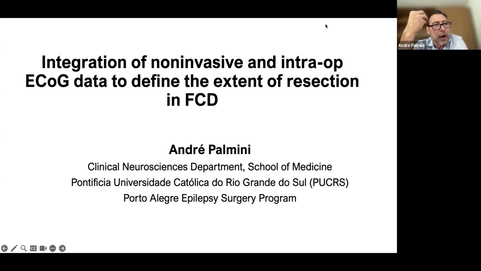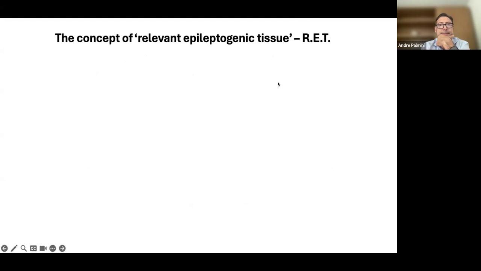over the years in a way to really have this as a less expensive, effective tool to define the extent of resection. And that's mostly the point of my talk here, okay? Let me start by sharing my slides, okay?